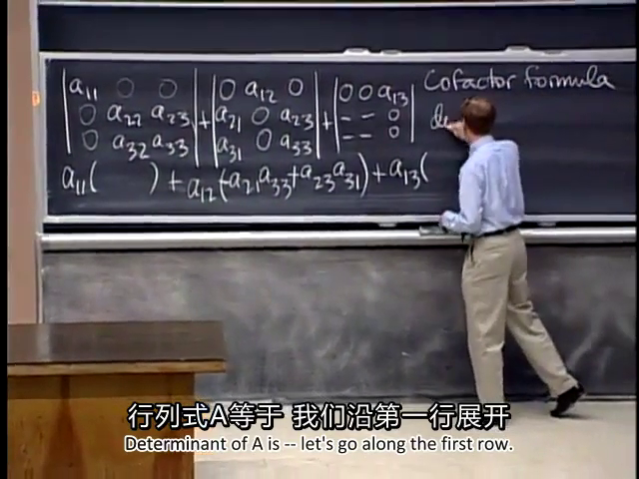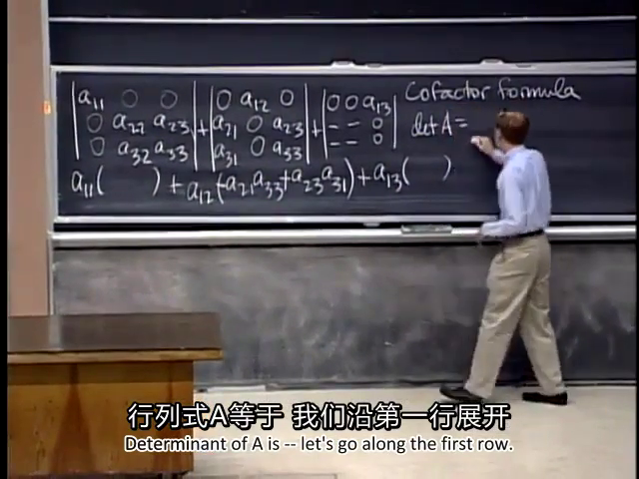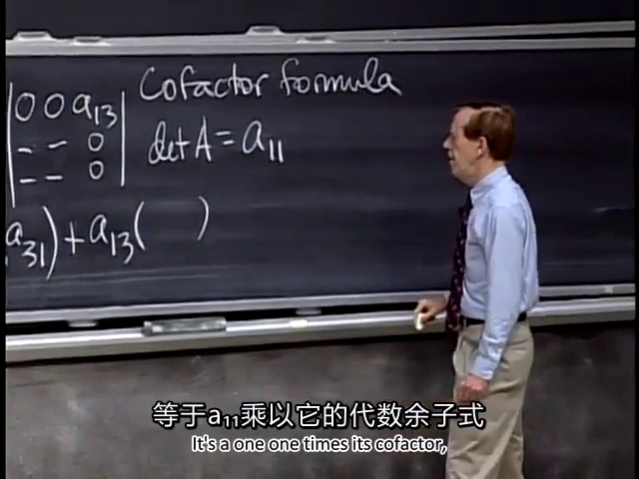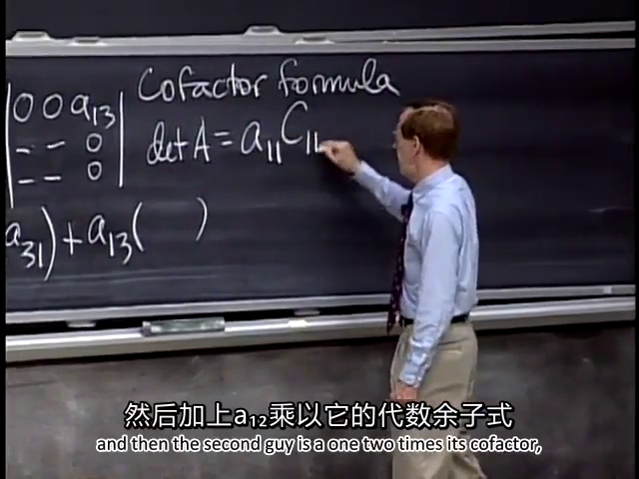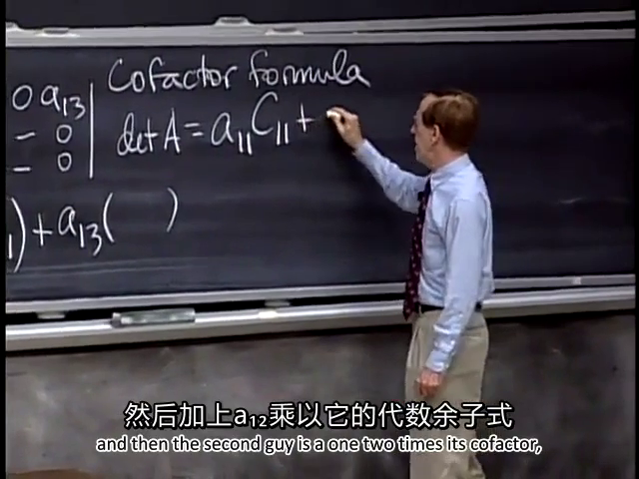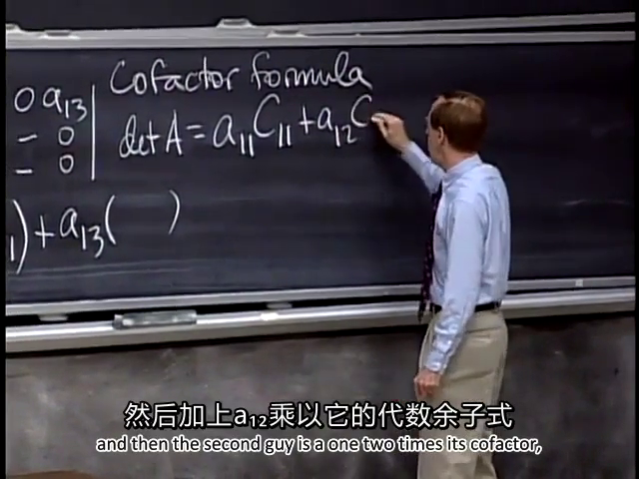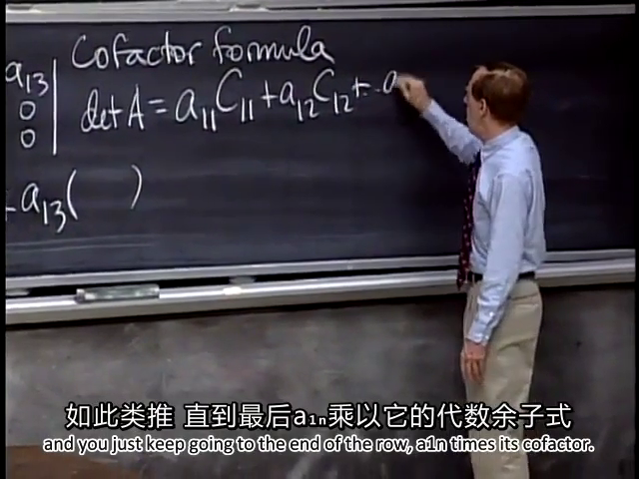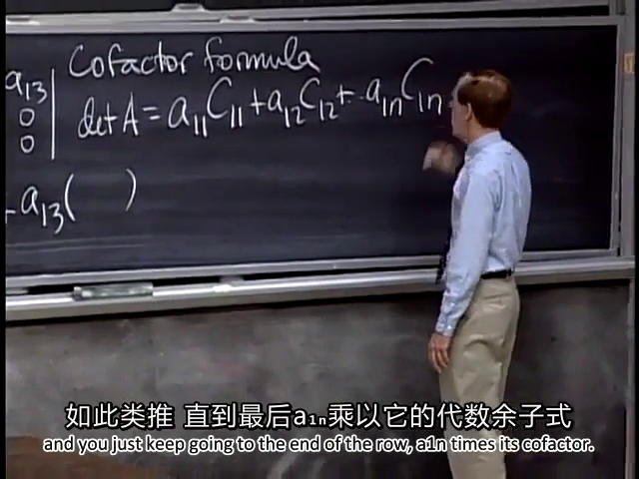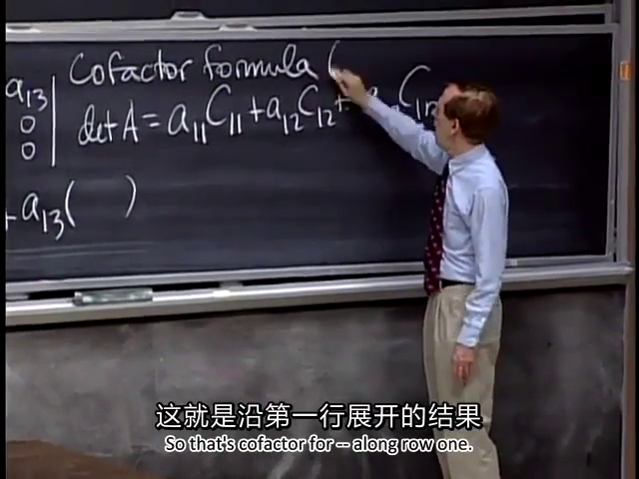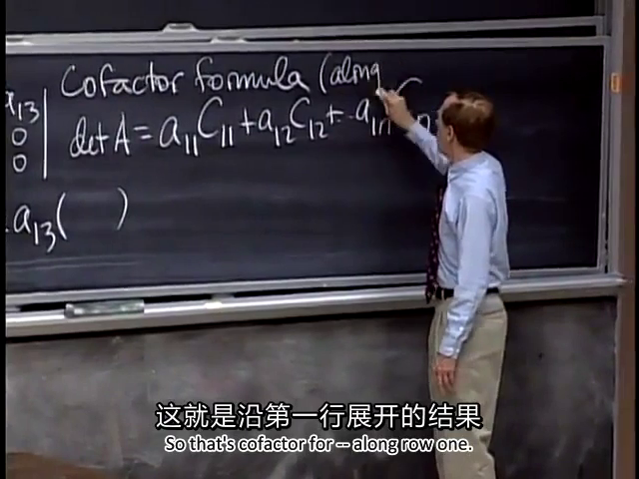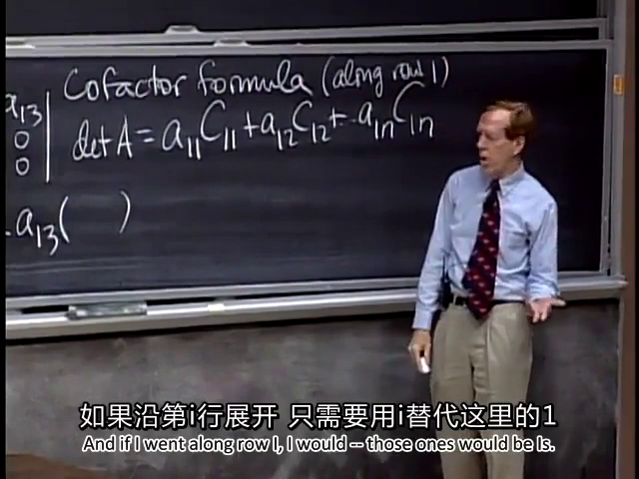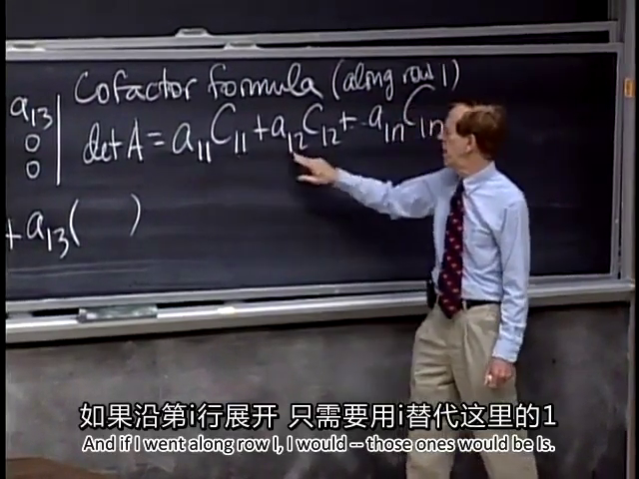The determinant of A is, let's go along the first row. It's A11 times its cofactor. And then the second guy is A12 times its cofactor. And you just keep going to the end of the row, A1n times its cofactor. So that's the cofactor formula along row 1. And if I went along row i, those ones would be i's.